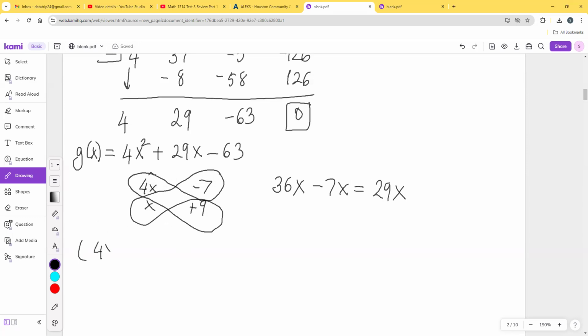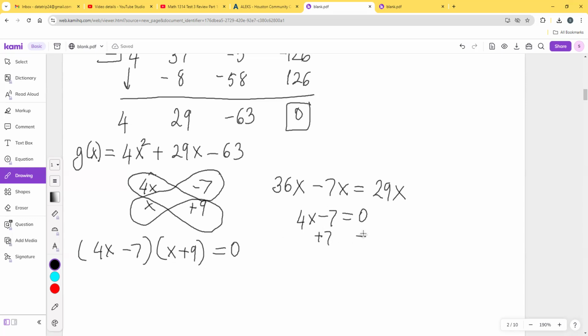4x minus 7. The other factor is x plus 9. What's going to happen to each of these factors? We will set them to 0. So take the 4x minus 7, set it to 0. Let's solve this together. How can I solve this for x?